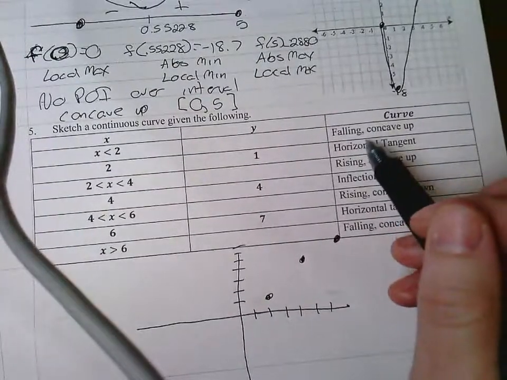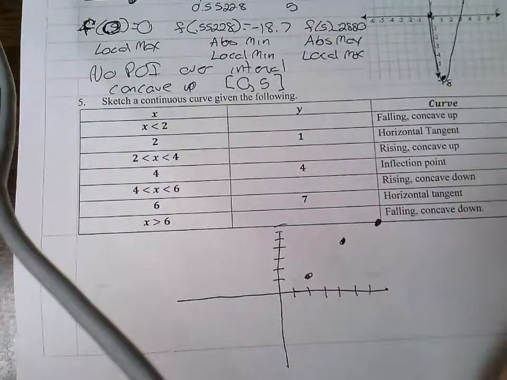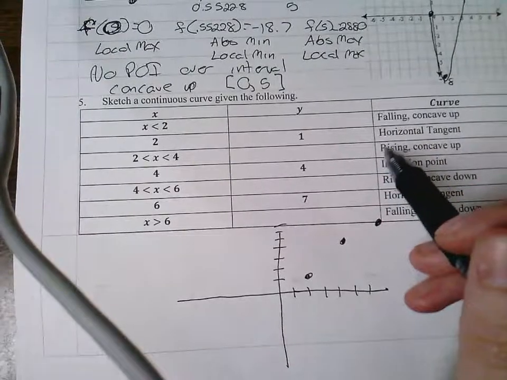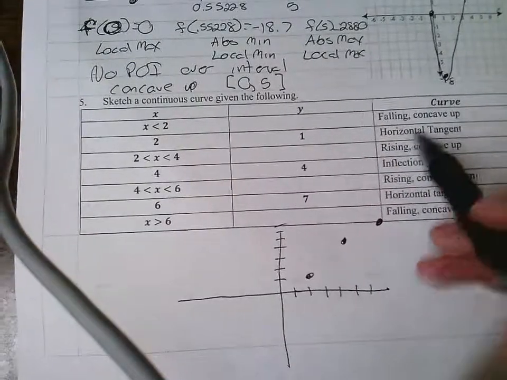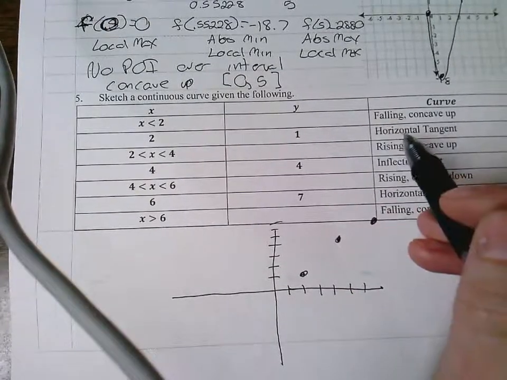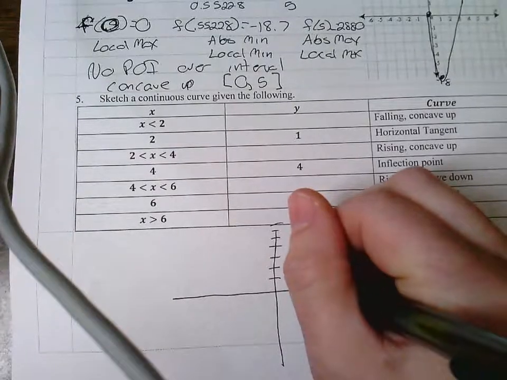It's falling and concave up for x less than 2. So falling means it's decreasing. There's a horizontal tangent there too, but we just don't know if it's going to be facing down or up. But since it's falling and concave up, it's going to probably look like this. So it's falling and concave up.